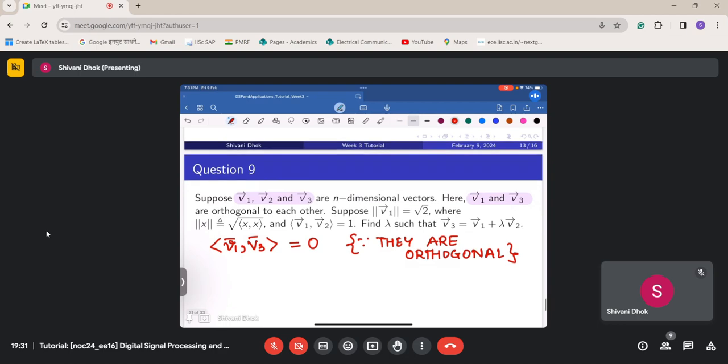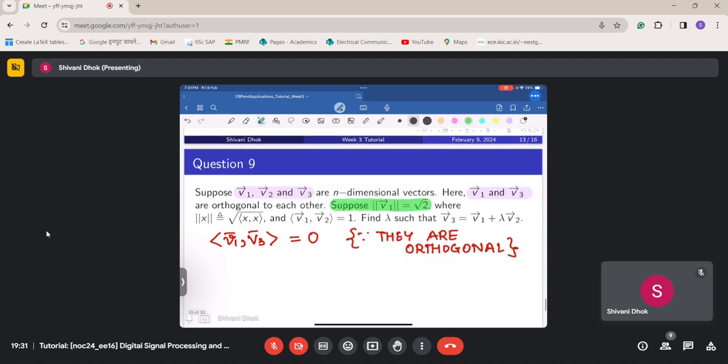Okay. Next thing that is given to us is, suppose the norm of V1 bar is root 2. What does this norm look like? So under root of the inner product of V1 bar and V1 bar is equal to root 2, or this I can write as simply inner product of V1 bar, V1 bar is equal to 2.